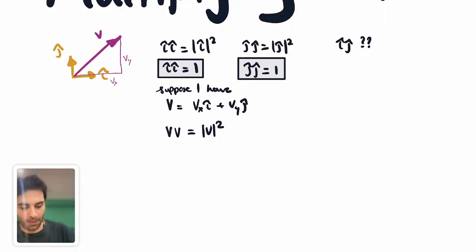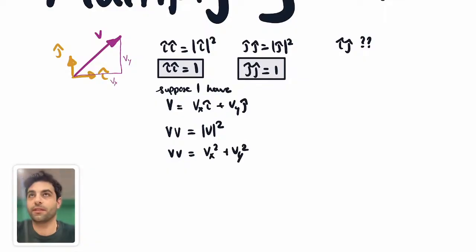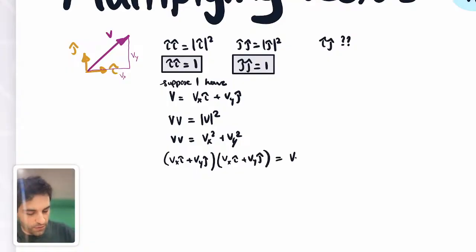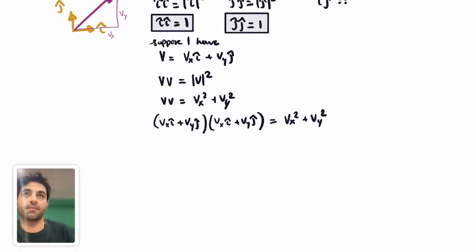I should know that v times v is equal to vx squared plus vy squared. That's what it should be. Does that make sense to you as well? Chris, you're on the same page as me? All right, so let's take it a bit further. Now, v is the same thing as vx i plus vy j, and so (vx i plus vy j) times (vx i plus vy j) should be equal to vx squared plus vy squared. Let's expand the left-hand side and see what happens.